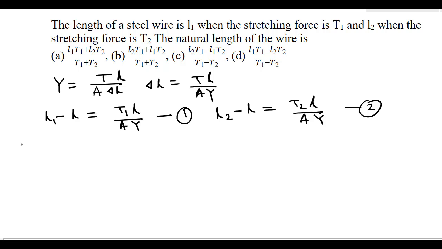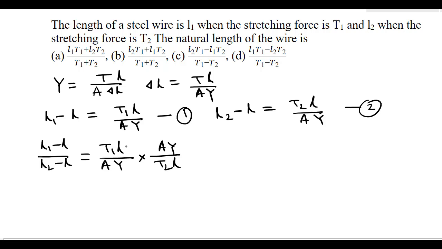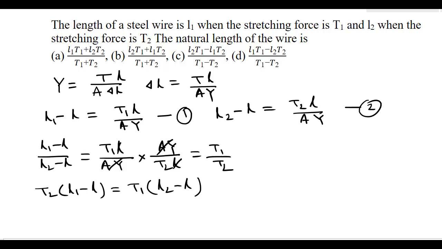Now if you divide 1 by 2, that is L1 minus L divided by L2 minus L, then T1 L divided by AY into T2 L divided by AY. So L, A, Y cancel and this is equal to T1 by T2. Now if we cross multiply, T2 (L1 minus L) is equal to T1 (L2 minus L).